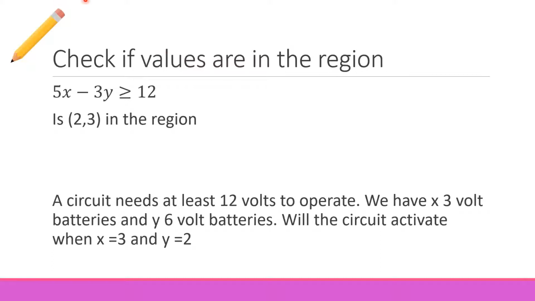Okay. 5x take away 3y must be greater than or equal to 12. And here's the question. Is (2, 3) in this region? What that means is, is (2, 3) a satisfactory solution to this inequality? And if it is, then it would be in the required region. It would be white on our graph.